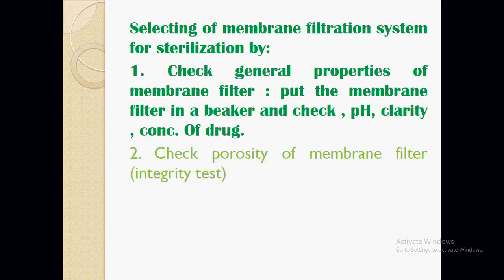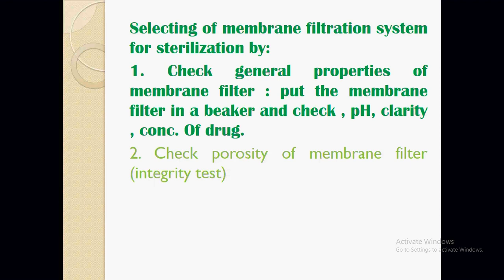Now, selecting of membrane filtration system for sterilization, we have many steps to be done before we select the right one. First of all, we check the general properties of the membrane filter. ناخذ membrane filter قبل ما نبدي بالشغل، نخليه بيكر ونحط بيه المحلول مالتنا اللي نريد نفلتره ونشوف check the pH. إذا ما صار تغيير بالبي اتش يعني الممبرين فلتر ما قدر أن يغير البي اتش مال المحلول، وهذا مهم. Clarity، ما نزل من عنده filaments or fragments. Concentration of drug، يعني هذا الممبرين ما قدر يسوي absorption or adsorption for some of the drug فما غير الكونسنتريشن. إذا كل هاي الأمور مشت صح, this is a good membrane filter.